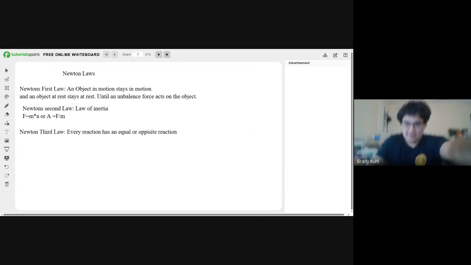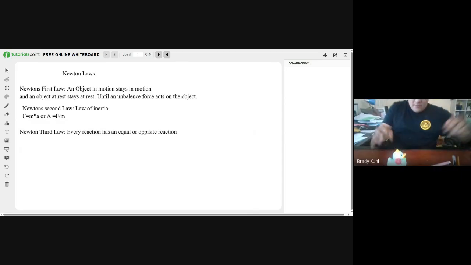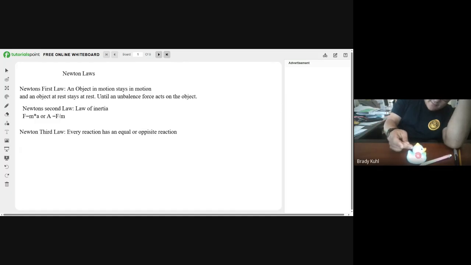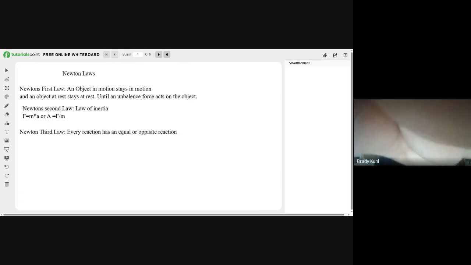And as you can see, at the moment the rubber ducky is at rest and continues to be at rest unless an unbalanced force acts upon it. That's Newton's first law of motion. A duck stays in motion until, and so on and so on.